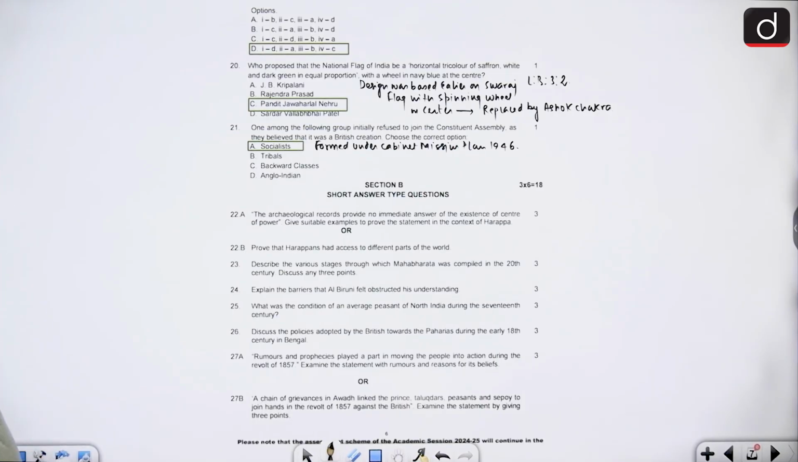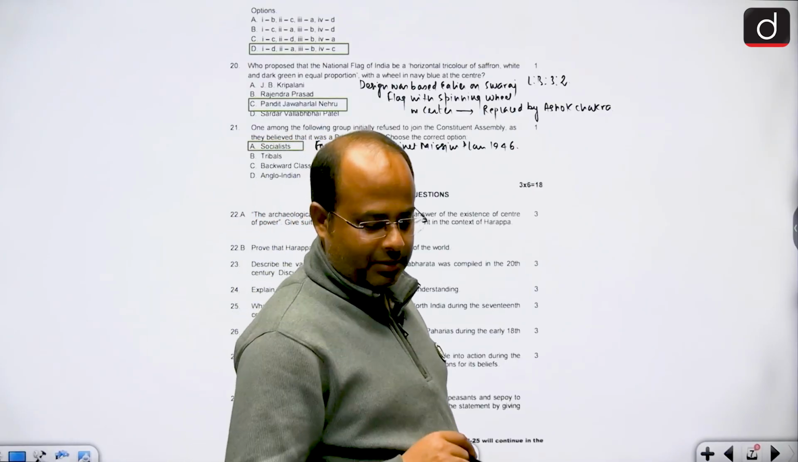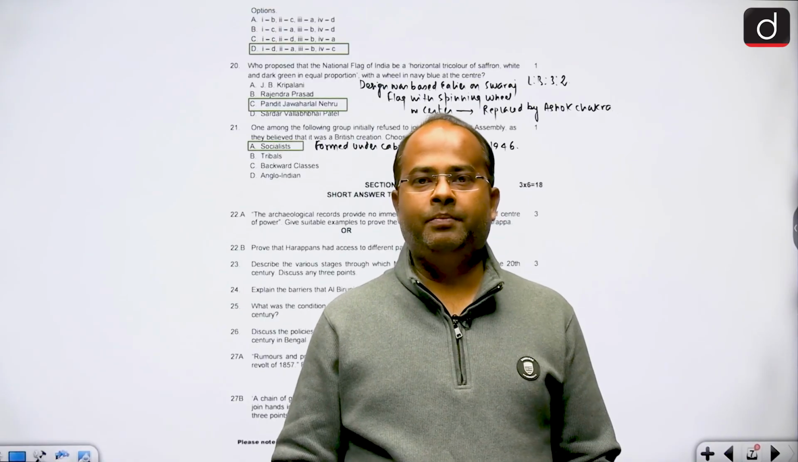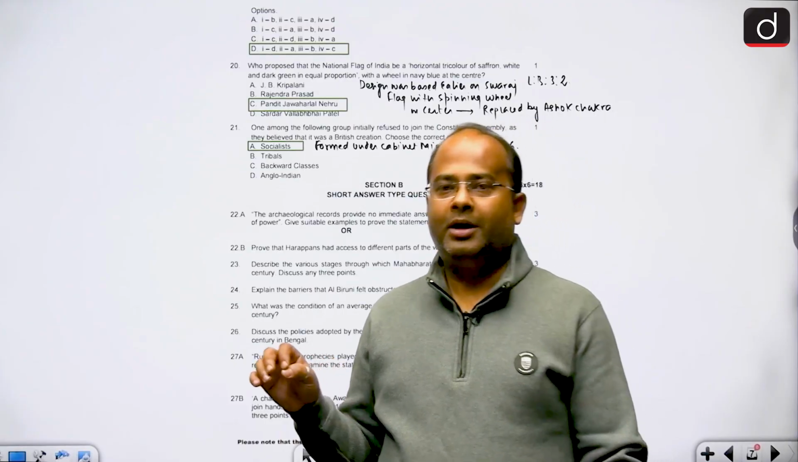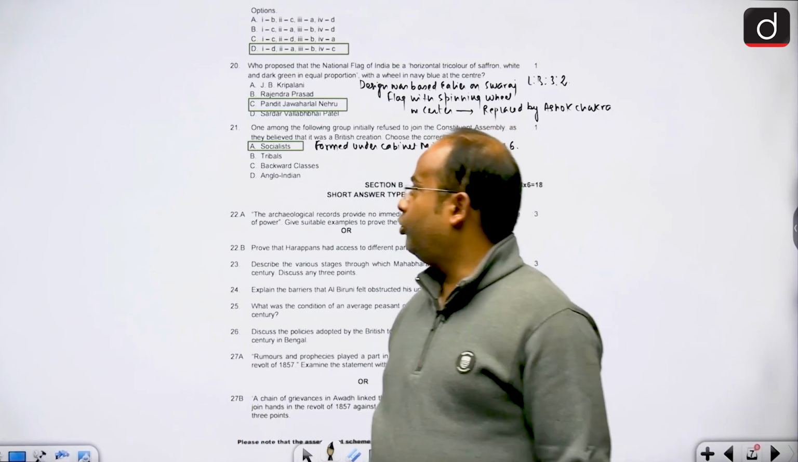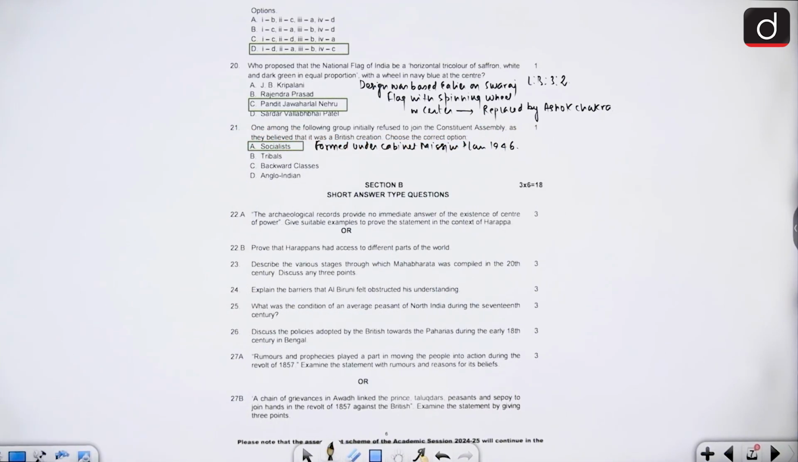So initially the socialists were reluctant to join the Constituent Assembly because this Constituent Assembly was created on the recommendation of the Cabinet Mission Plan, and this Cabinet Mission was sent by the British government. And at that point of time, Lord Wavell was the Viceroy of India. So I hope it is clear, my dear friends, that it is none other than socialist. I hope it is clear to all.